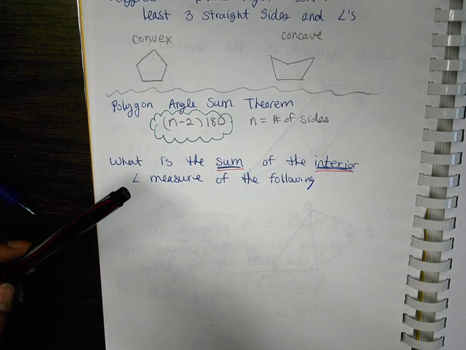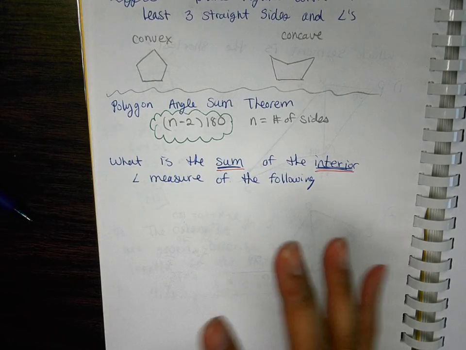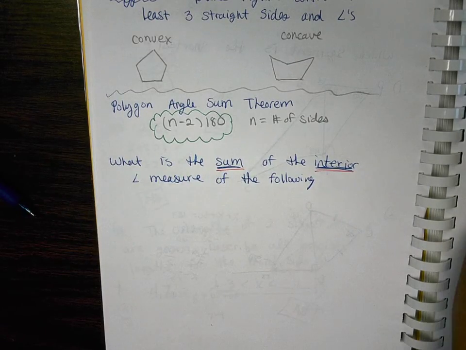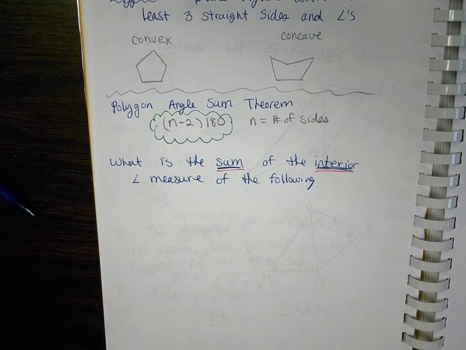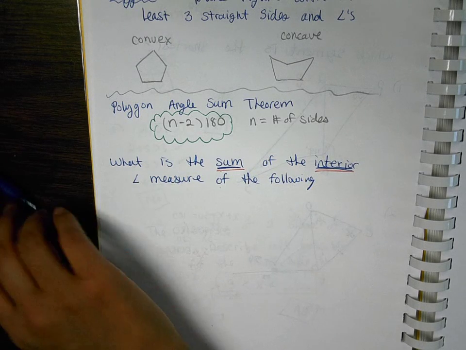How many are we learning today? 4. Okay, so that's a lot to get confused. So you want to make sure you're looking for keywords, sum and interior. And it doesn't have to be any kind of special regular polygon. It can be any polygon as long as it's the sum and interior.